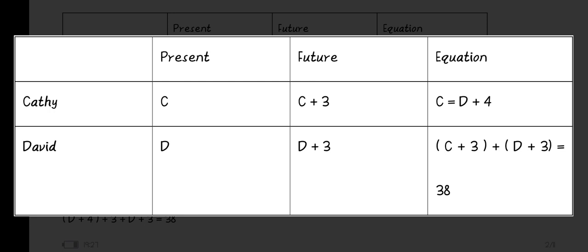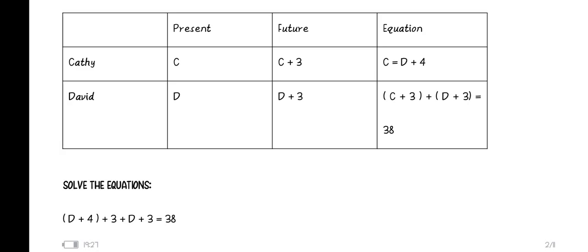C is equals to D plus 4. And for David, we have C plus 3 plus D plus 3 is equals to 38. So let's try to solve the equations. So we have an equation here. D plus 4, because we substitute the C, which is the D plus 4. Then we have D plus 4 plus 3 plus D plus 3 is equals to 38.